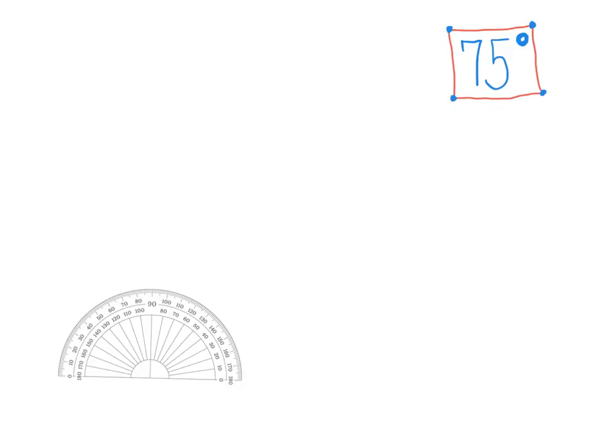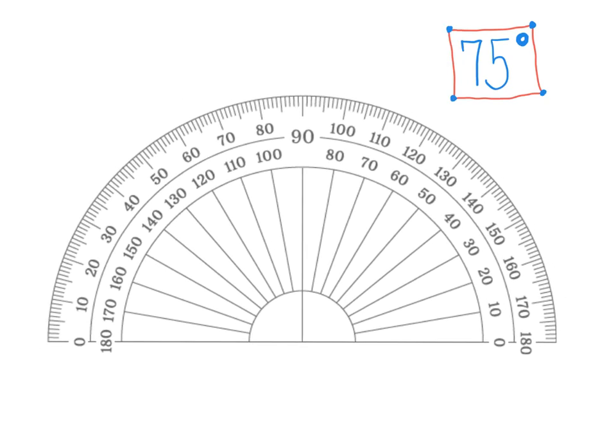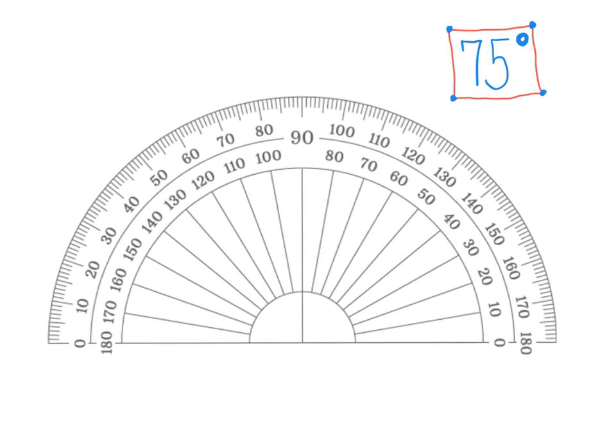The next one is 75 degrees. So let me pull out my protractor. And then I'm going to make my vertex right in the middle. So I know that looking at 75 degrees is an acute angle because it's less than 90 degrees. So let's find 75 degrees. Here's 70, then 80, and it's in between 70 and 80 degrees. So it's right there, that halfway point.